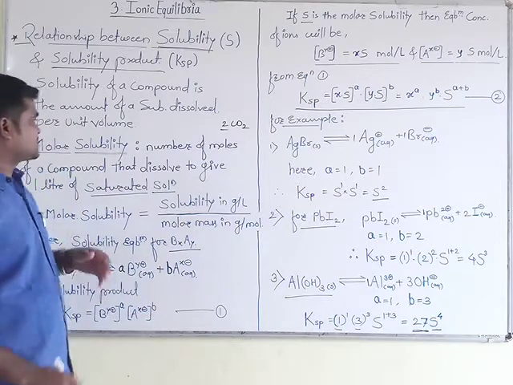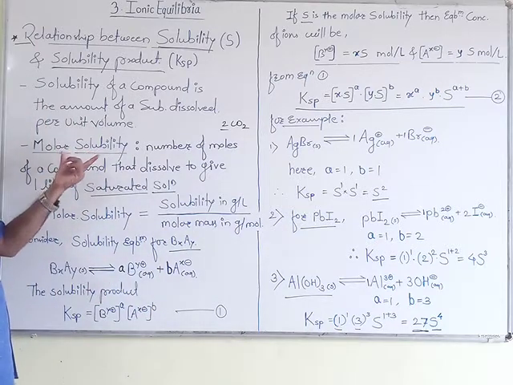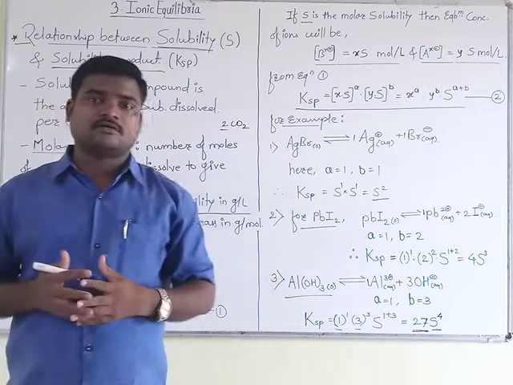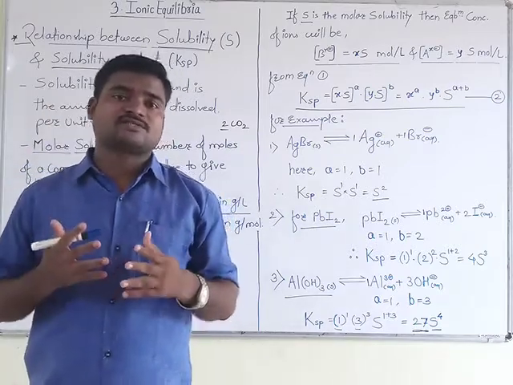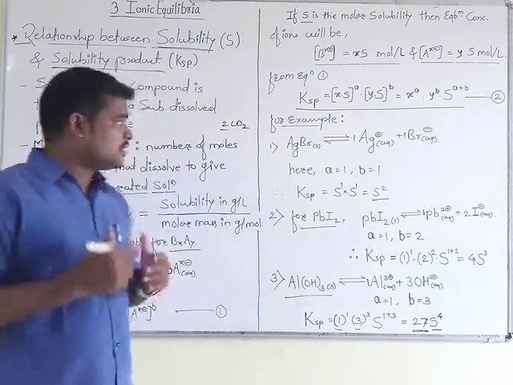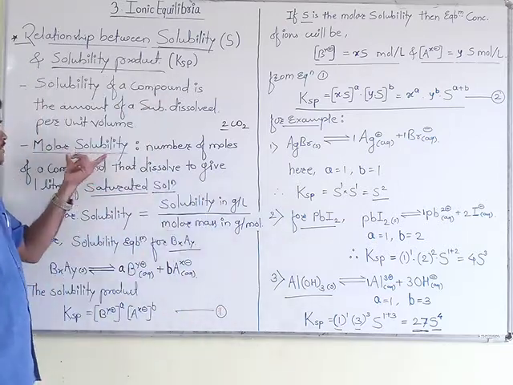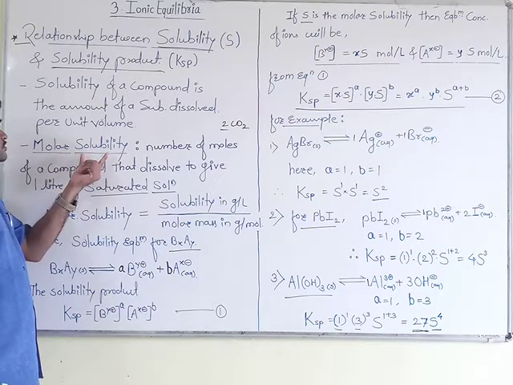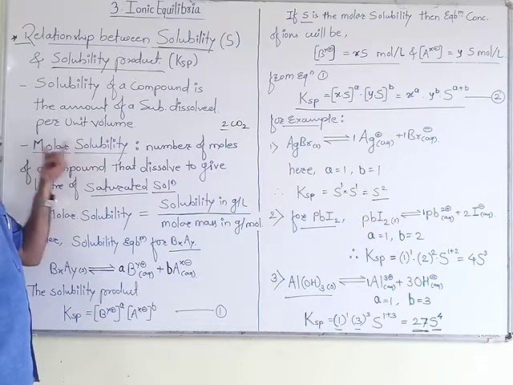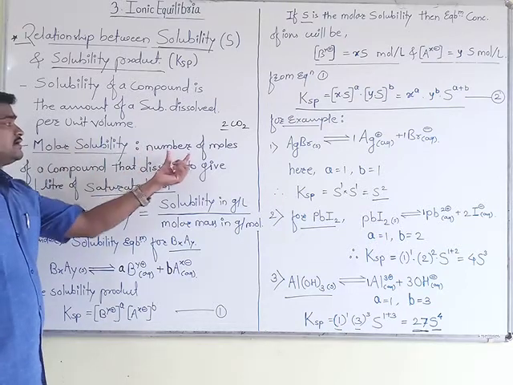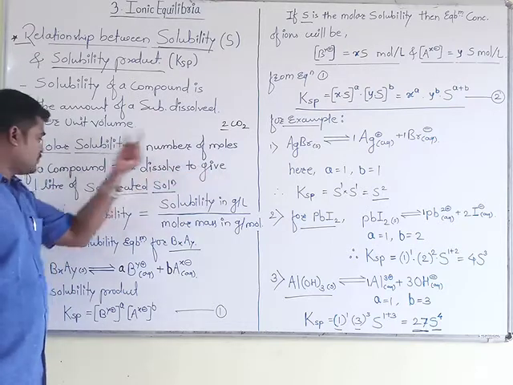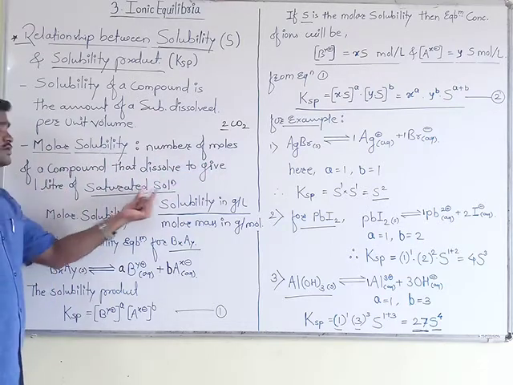It should be fixed. Now if you look at the molar solubility, why are we taking the term molar? Because the amount of substance that we are measuring is in moles. So for that purpose we have to measure solubility in molar. Therefore this term is introduced, molar solubility. Now how can we state it? The number of moles of a compound that dissolve to give 1 liter of saturated solution.